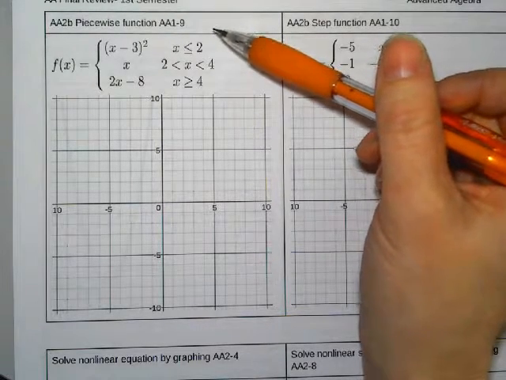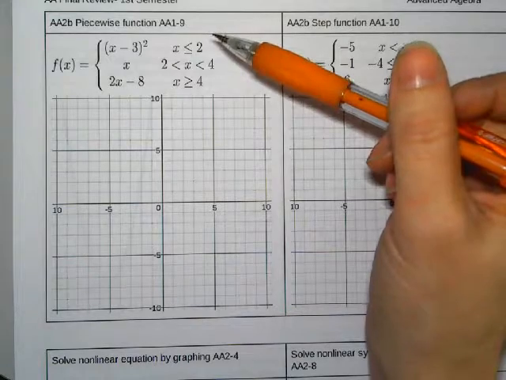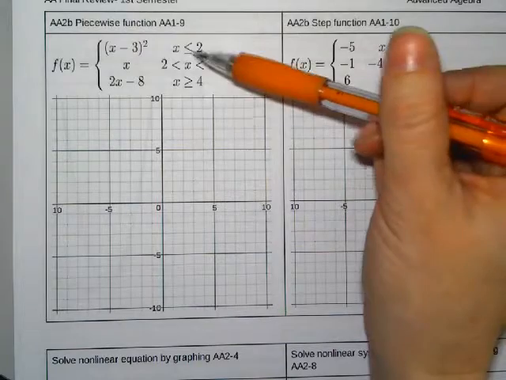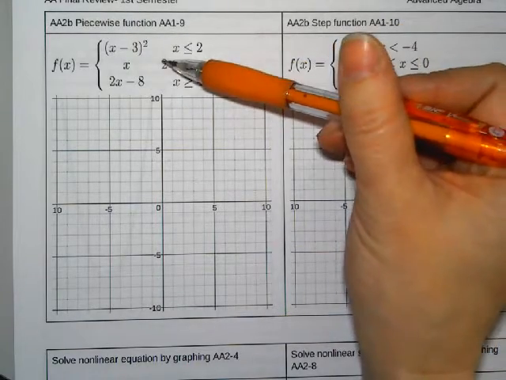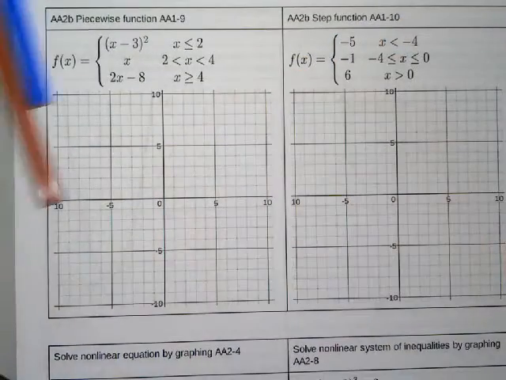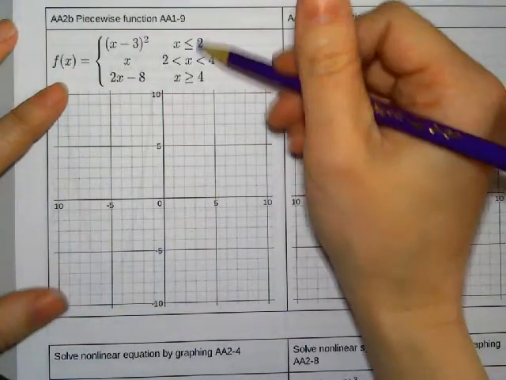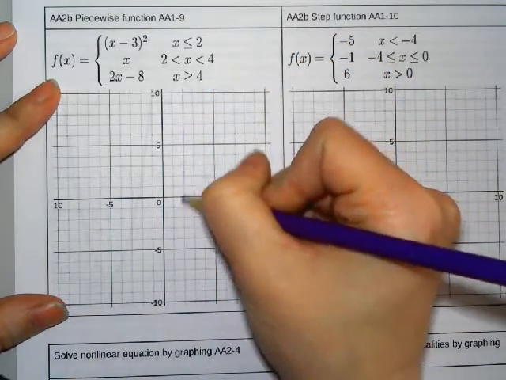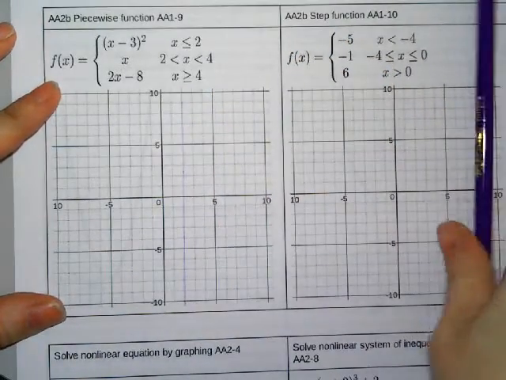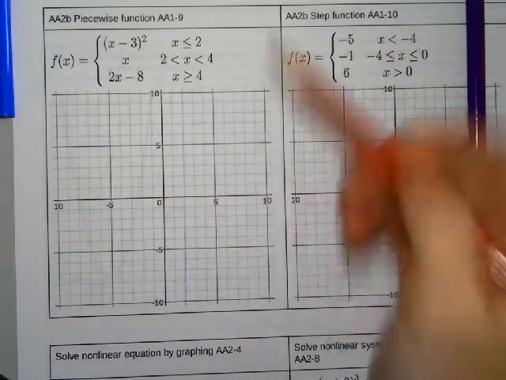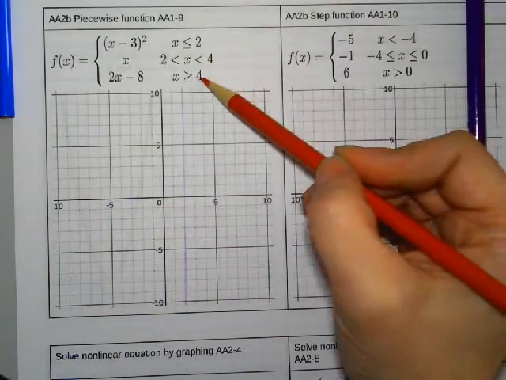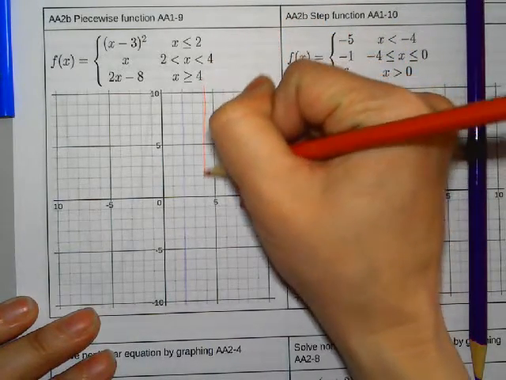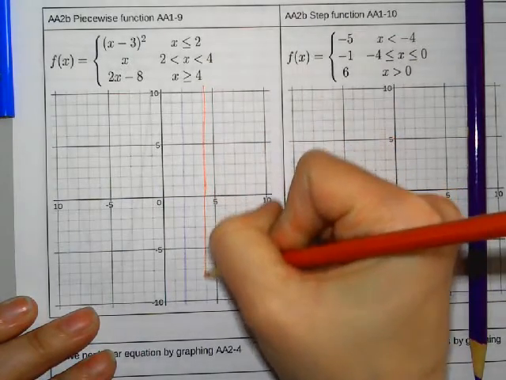Okay, so my first boundary point is going to be 2. So what I'm going to do is make a vertical line where x equals 2. I'm just going to do that real lightly. My next boundary point is going to be x equals 4. And I'm going to do that real lightly at 4. So basically what's going to happen is for my graphs, I'm going to have one graph taking up this part, another one for this part, and another one for this part.